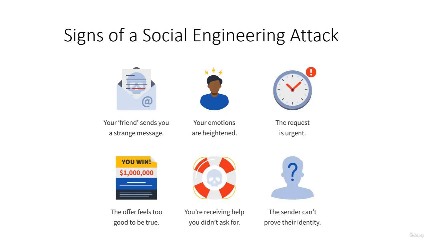The sender cannot prove their identity. If you raise any suspicion with a potential social engineer, they are unable to prove their identity. Perhaps they won't do a video call with you. Chances are they are not to be trusted.